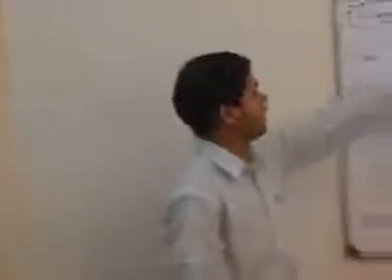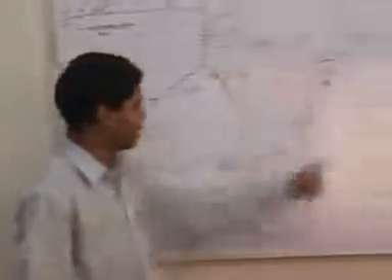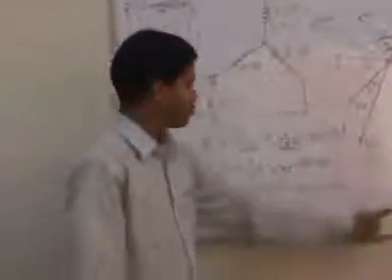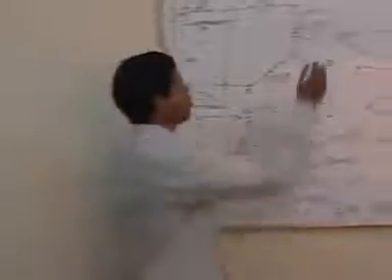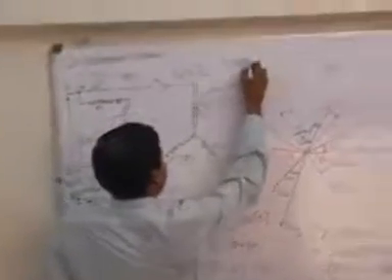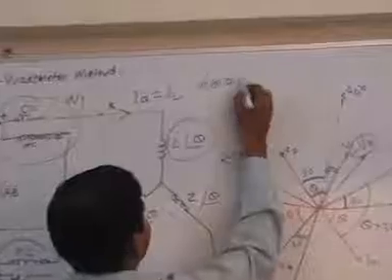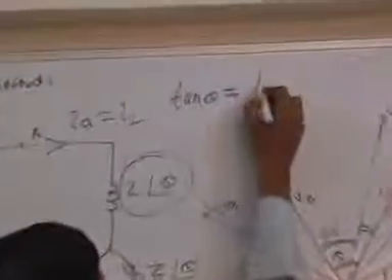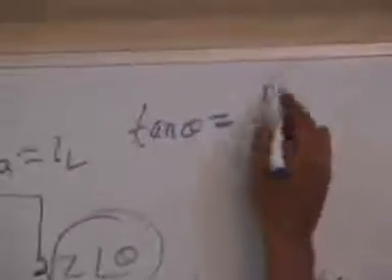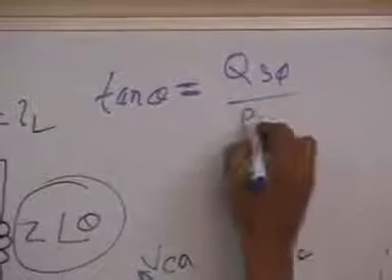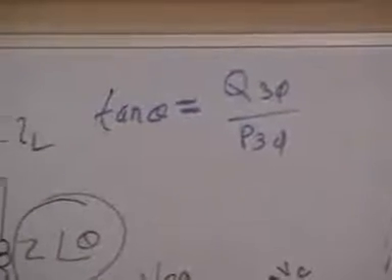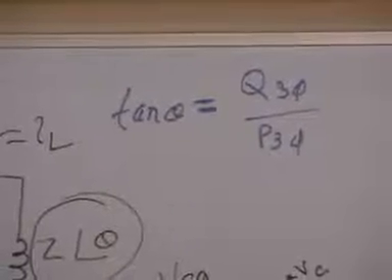Now one last thing here. What is the power factor angle? Theta. Can you measure it with the two wattmeters? See equation number 3 and 4. Can you find out theta? We all know tan theta is equal to sin theta over cos theta, that is equal to Q3 phase upon P3 phase.